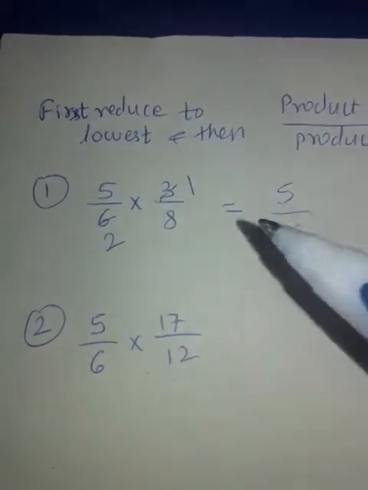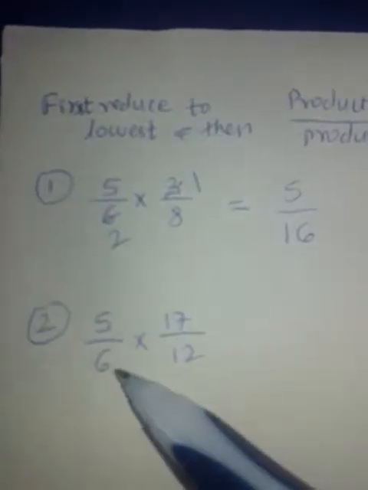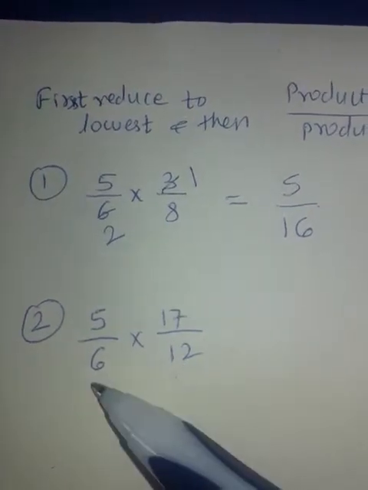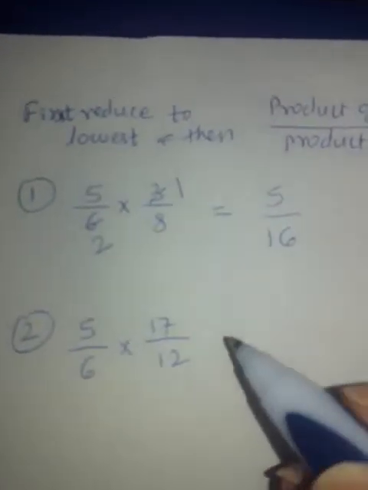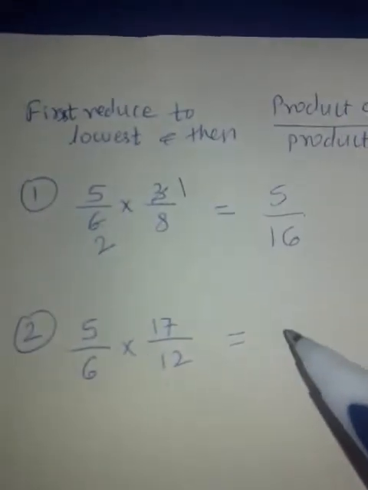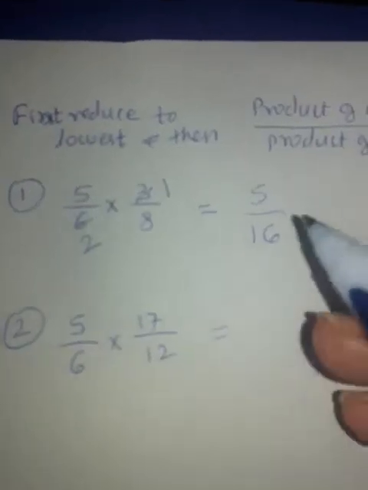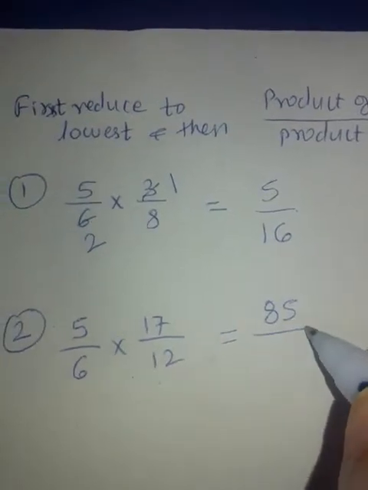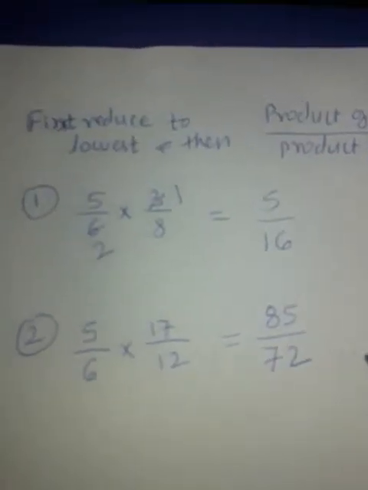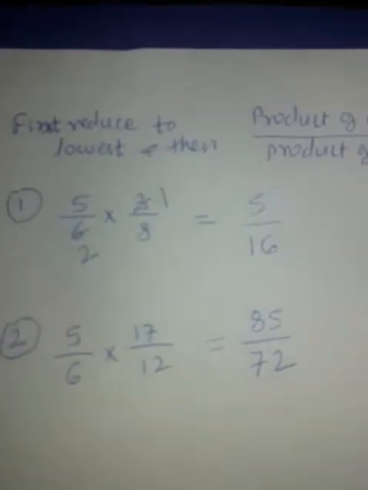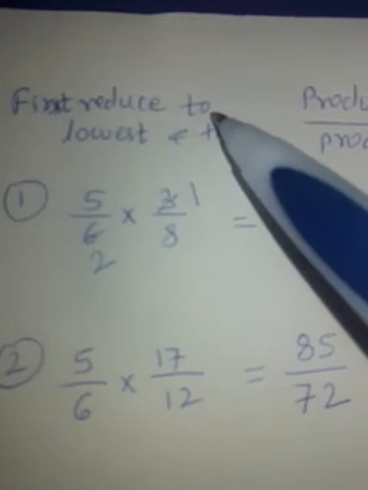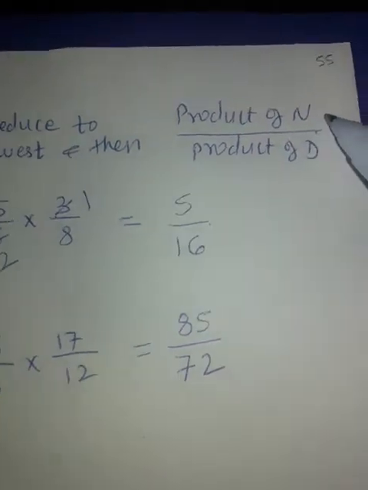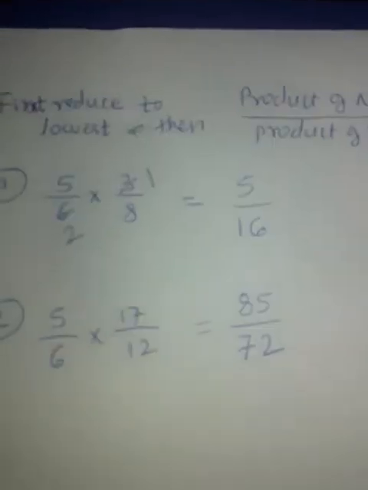What about this one? Is there any common factor between 5 and 6, 5 and 12, 17 and 6, 17 and 12? No common factor anywhere. So what do we need to do now? We need to take the product of numerators upon the product of denominators. 17 5s are 85, 12 6s are 72. Your answer is 85 upon 72. So what care should we take while taking the product of given fractions? First reduce to the lowest form and then take the product of numerators upon the product of denominators.